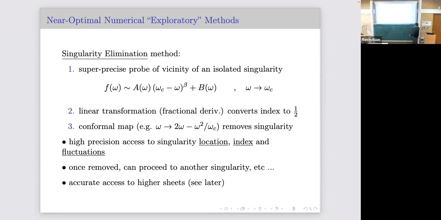Like if I draw this picture here, if it were a square root, this would be a straight line. You can deviate from the index of half by 10 to the minus 10, and you can tell the difference. It's fantastically sensitive.